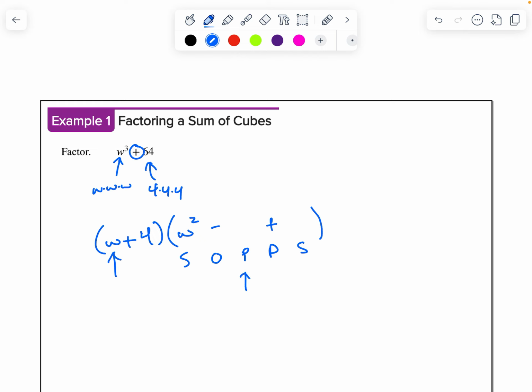Product means I need to multiply these two items. 4 times w is 4w. And the second S, square, means I need to square the second item. What's 4 squared? It's 16. And so this is my factored polynomial.